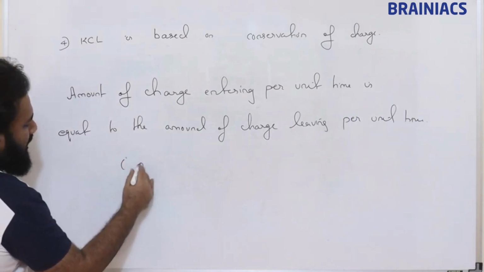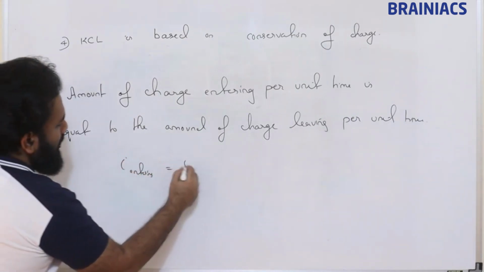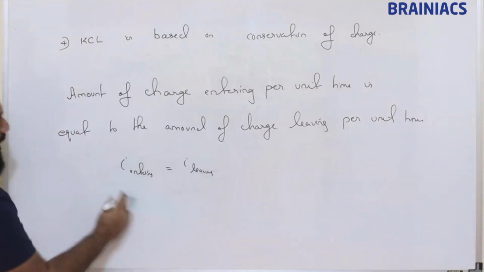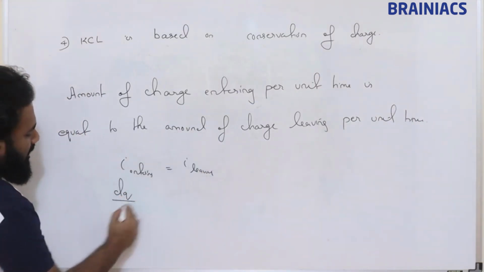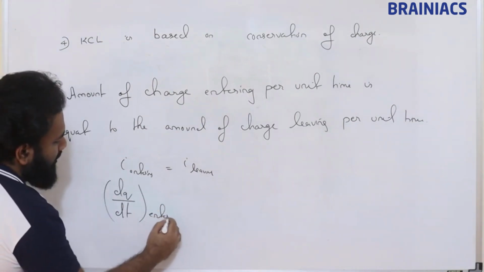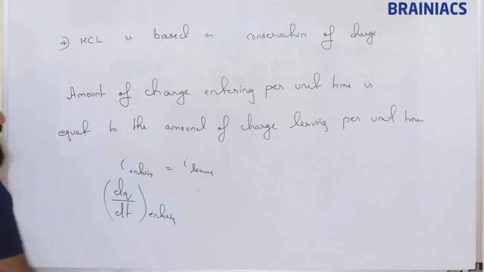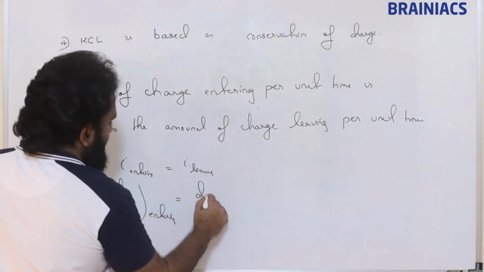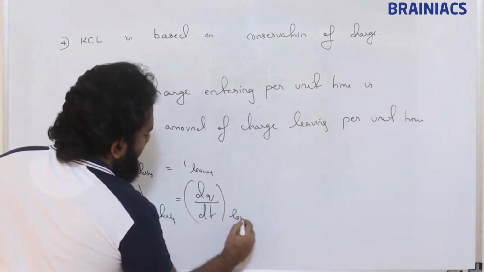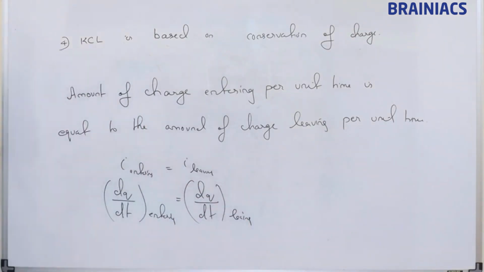Suppose I entering is equal to I leaving, we say the sum of I entering is equal to the sum of I leaving. So we can write it in this way: dq by dt, all entering current, then dq by dt leaving. So here this is nothing but conservation of charge. Whatever charge is entering, all will be leaving. Clear?